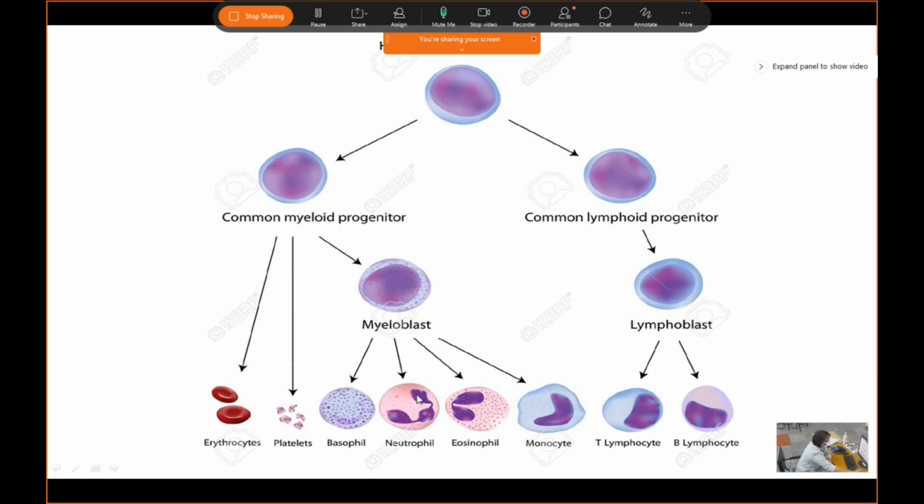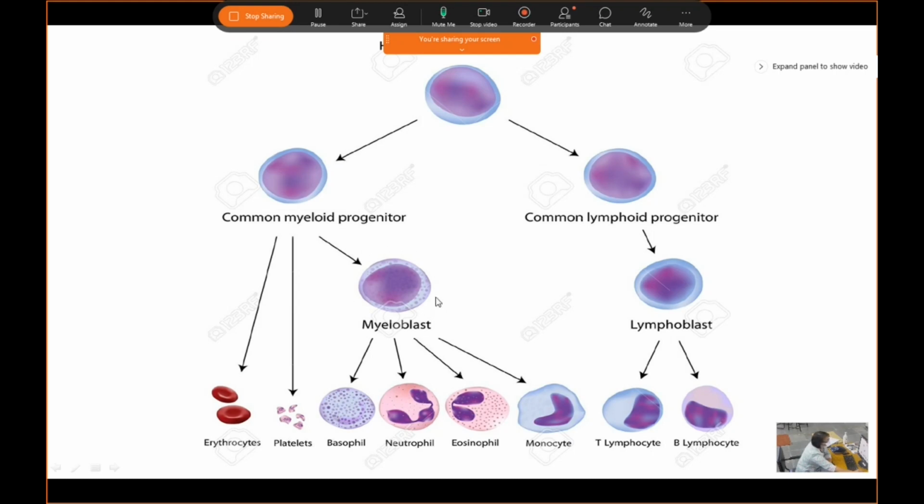Like in infections, you get a lot of neutrophils, which is neutrophilia. In parasitic infections, you get a lot of eosinophils. In usually neoplastic conditions like chronic myeloid leukemia, the basophils will proliferate. In chronic infections like tuberculosis, the monocytes will proliferate. So at least these are reactive conditions, and basophilia usually occurs in neoplastic CML conditions.